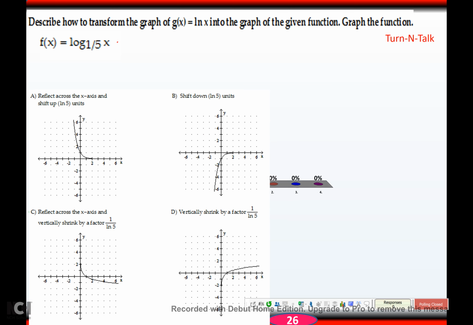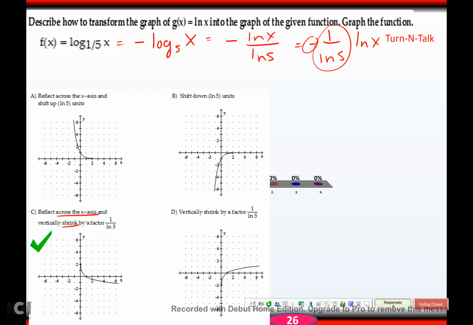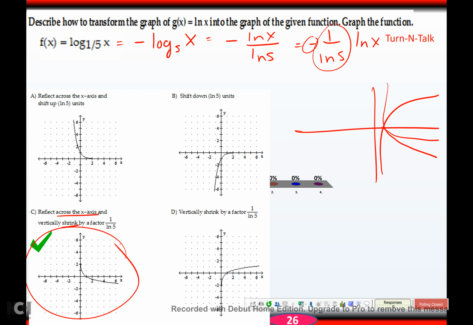Alright, I can rewrite this as negative log base 5 of x, which can be written as a negative ln of x over ln of 5, which can be written as negative 1 over ln of 5 times ln of x. The negative is going to reflect it over x, and the 1 over ln of 5 is going to be a vertical shrink. So if this is mother, reflecting over x is going to turn her upside down and shrink her. So it's going to make it shorter, which is this one.